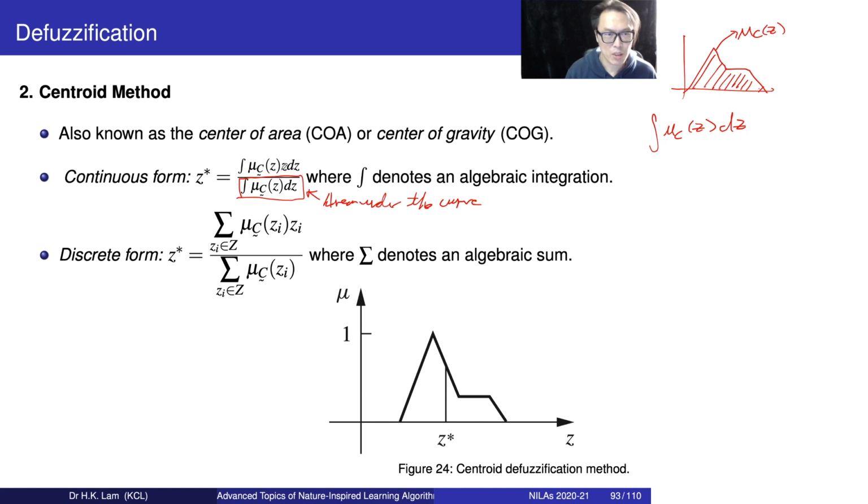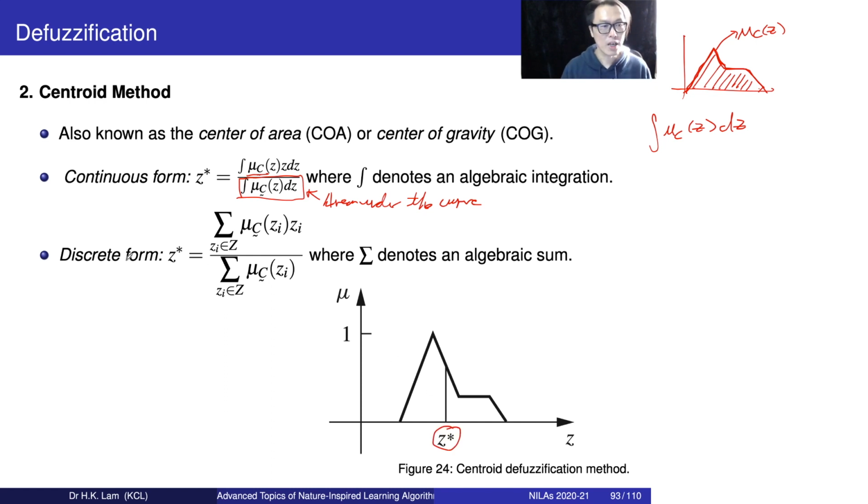Now, what about this one? Look at the numerator. Mu c is the envelope right here, times z, that is the z value on the x-axis. So what we are going to do is just to do the integration of this function times z dz, compute the value, divide by the area under the curve, and we will find out that, for example, it will give you this value.